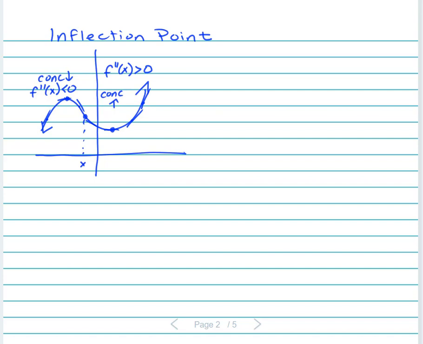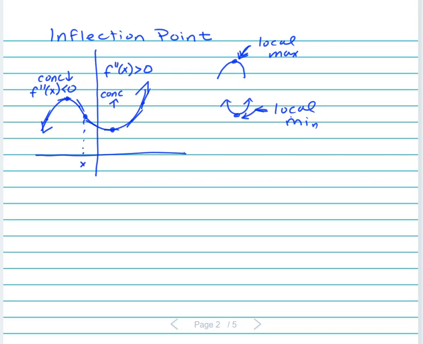So concave down functions, we could have a local max. And concave up functions are good candidates for local min. Well, specifically over here, local min would be over here. Local max would be at this point.